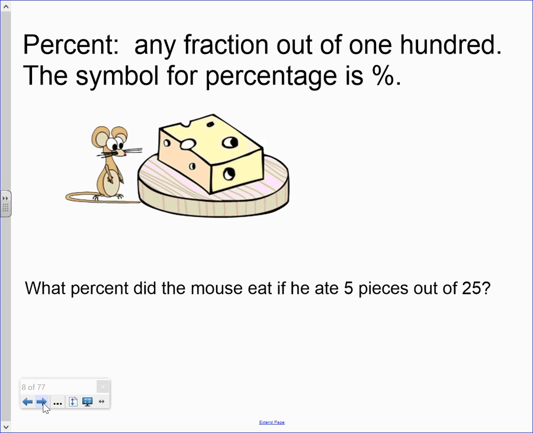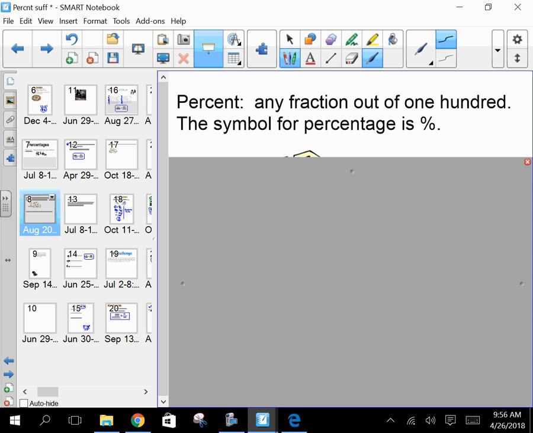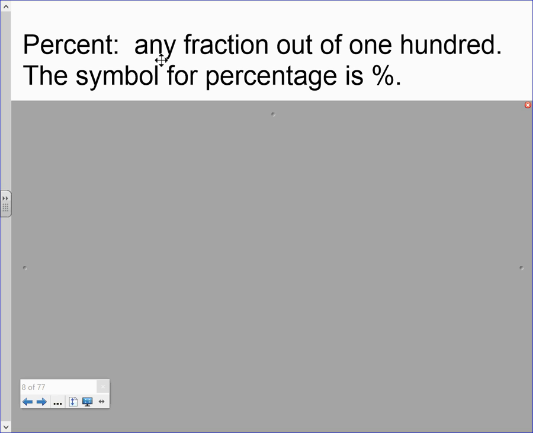Let's quickly define what percent means again. Go ahead and write the word percent on your notes. Forget the mouse of cheese right now. Any fraction out of 100. So we got the word proportion, now we got the word percent. Any fraction out of 100, the symbol for percentage is that.